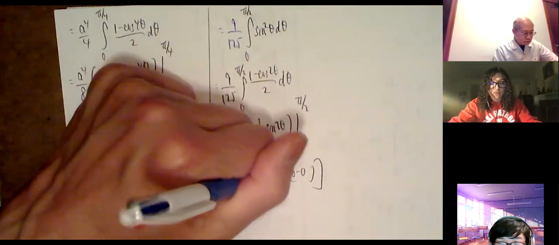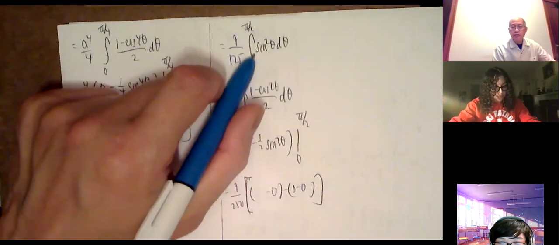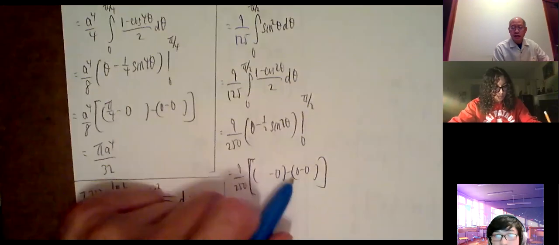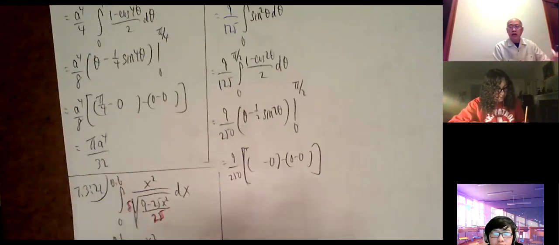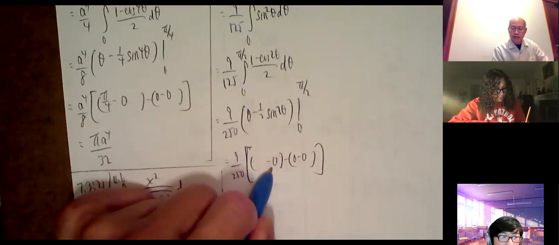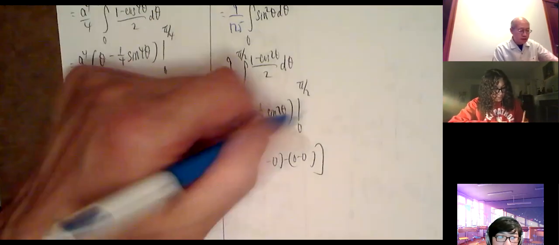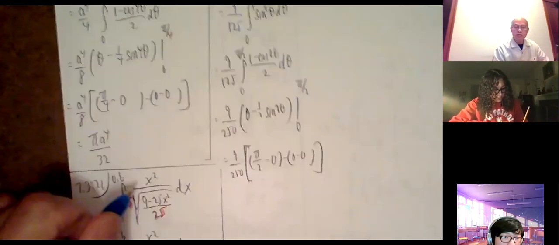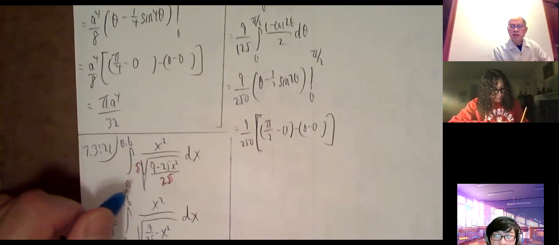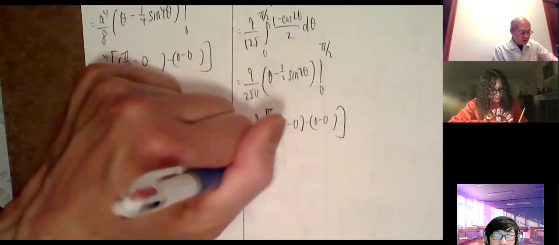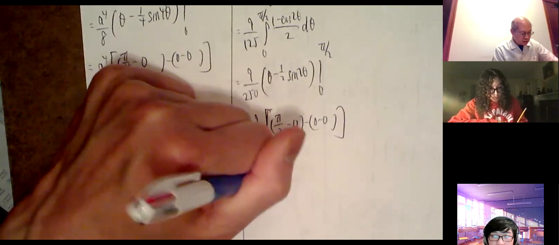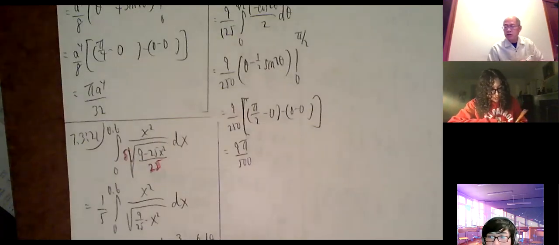That's 0. A lot of times when you do the integral of sine squared of theta for this kind of thing, a lot of times, I'm not going to say all the time, but a lot of times that's 0, and that's also 0. This is the only thing that's non-zero. Pi over 2. So it looks like 9 pi over 500 is my final answer there.